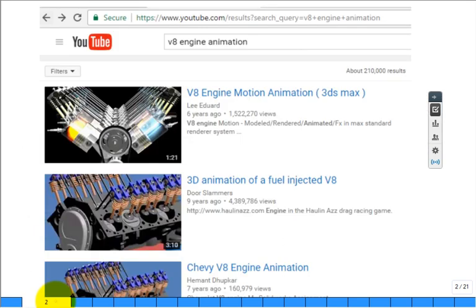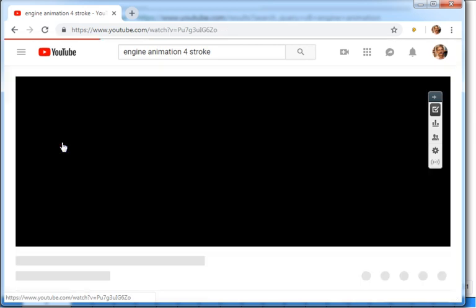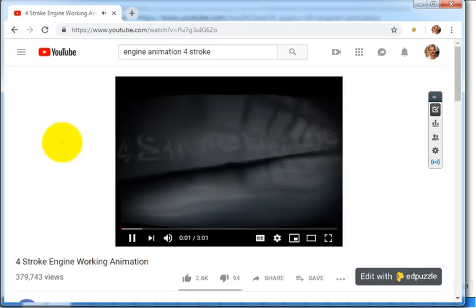So go to YouTube, look at some animations. They didn't have these type of things when I was a student. They are excellent. I'm just going to show one. Hopefully it'll play. It's this one. It's probably made by a student. It just is a 4-stroke engine, a working animation.